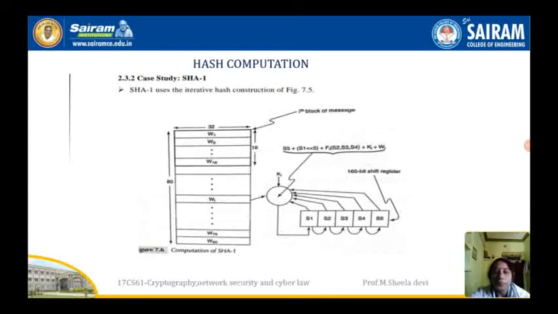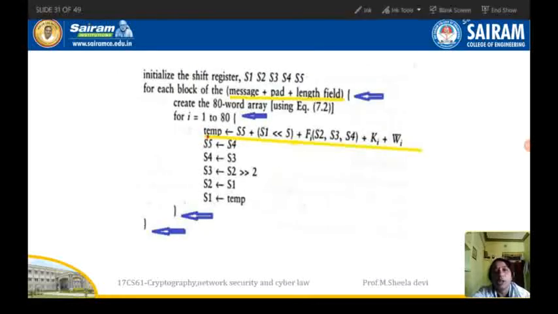Okay. Now we'll see, we said F1 of S2, S3, S4. So what is that F1? What function we have to apply? See, it is given in the algorithm. Initialize the shift registers, as I said, S1, S2, S3, S4, S5. The initial value will be fed. In the diagram which I have shown, they have indicated them as A, B, C, D, E. Here they said it as S1, S2, S3, S4, S5.